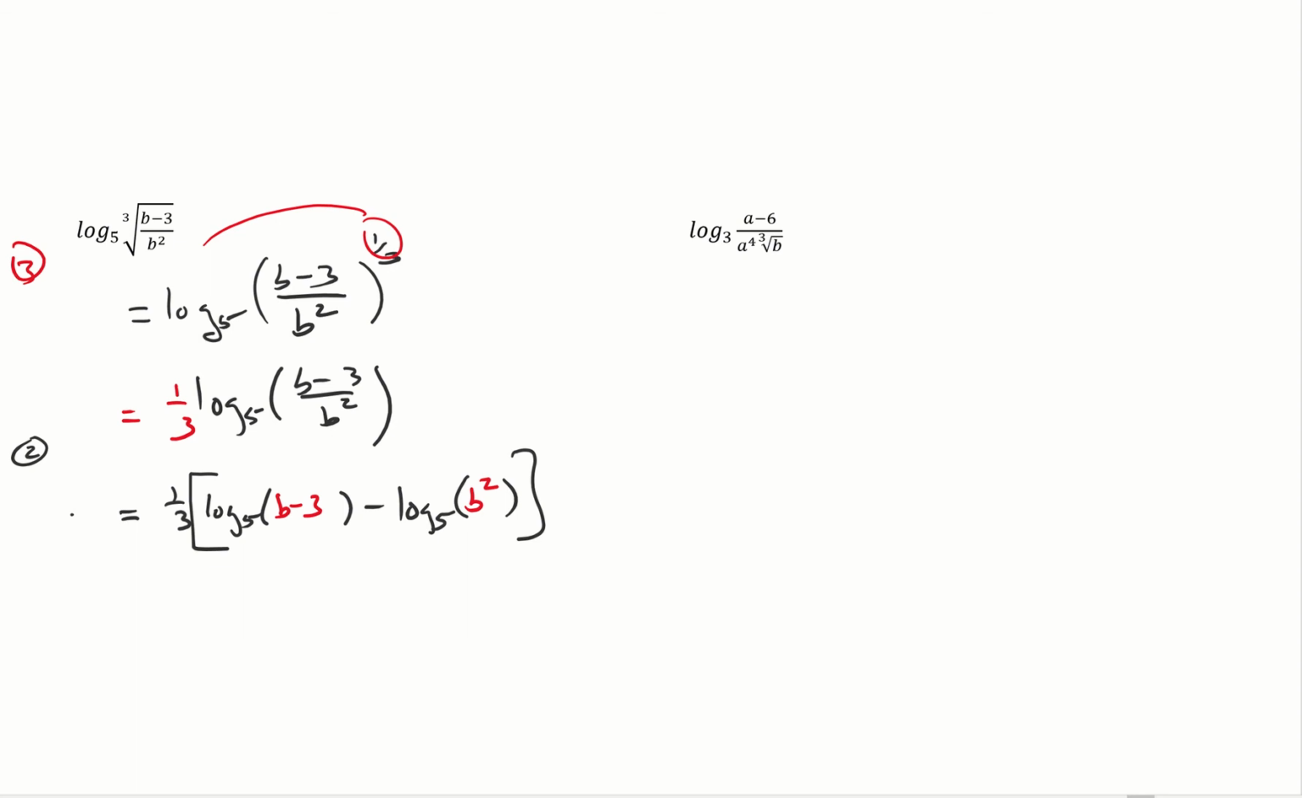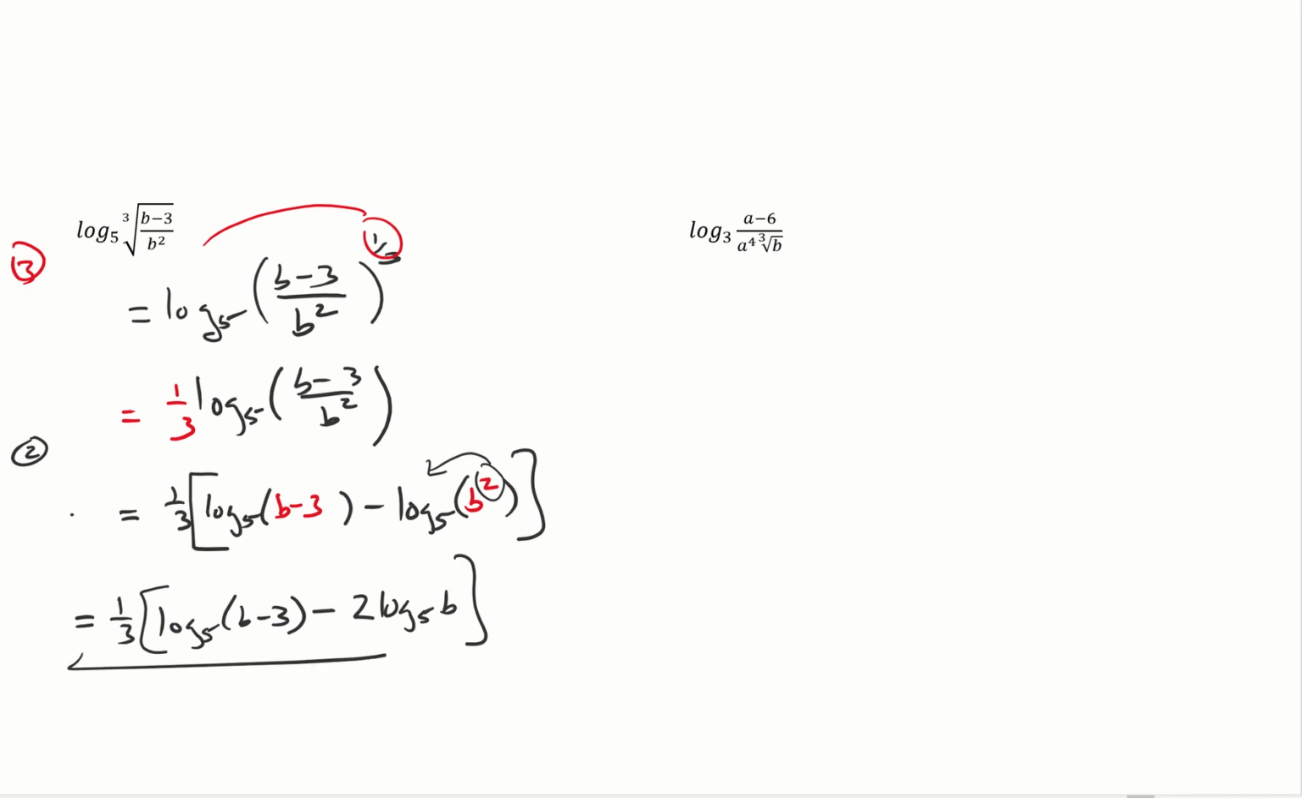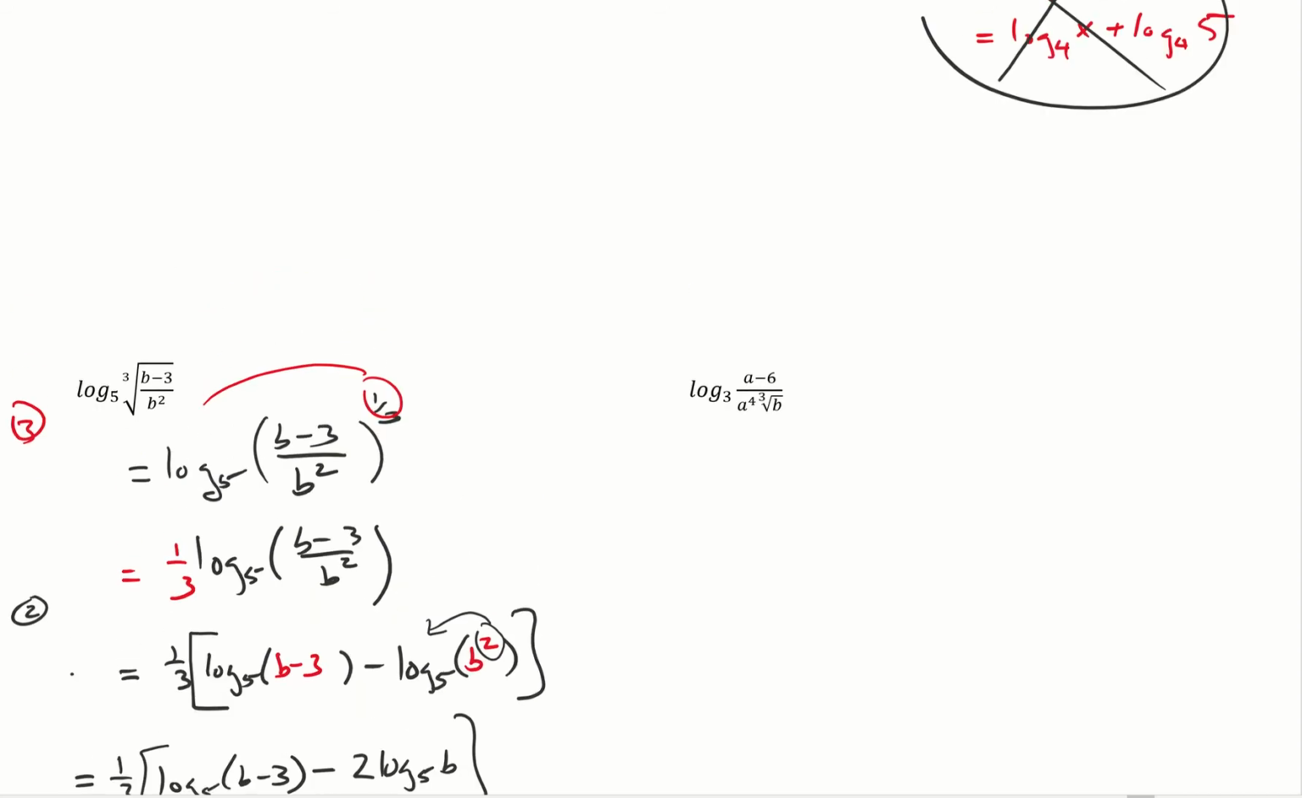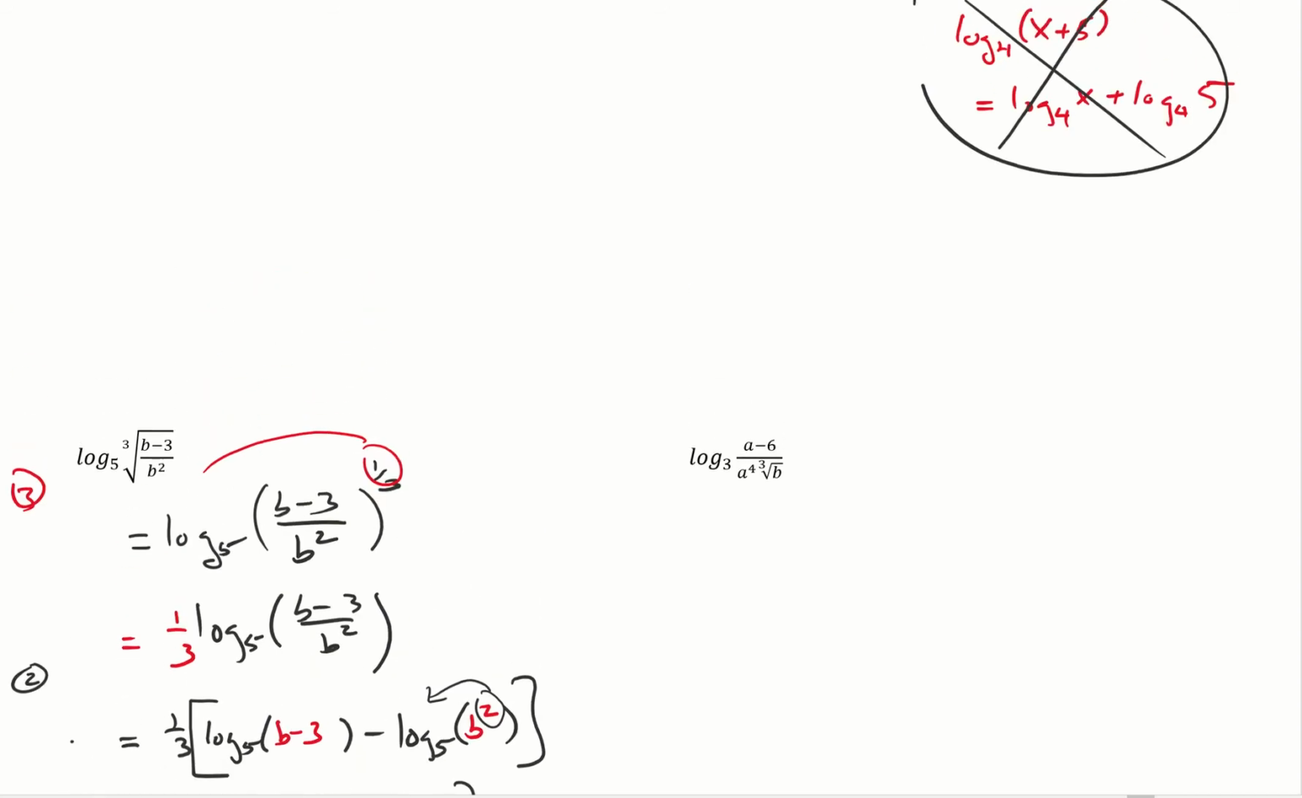Are we done? What else do you see? I see it too. Let's bring that power. Do I have to go all the way? Yeah, you do. So I would write an answer that looks like this: 1/3 times log base 5 of b minus 3, minus, out pops the 2, log base 5 of b. That's cool. The only other thing you might think to do is distribute the 1/3. Don't have to do it. This is good. This one I think I'll give to you to mess around with. Try this one.